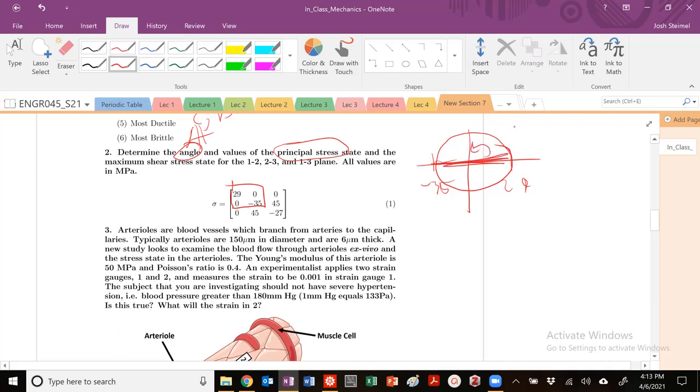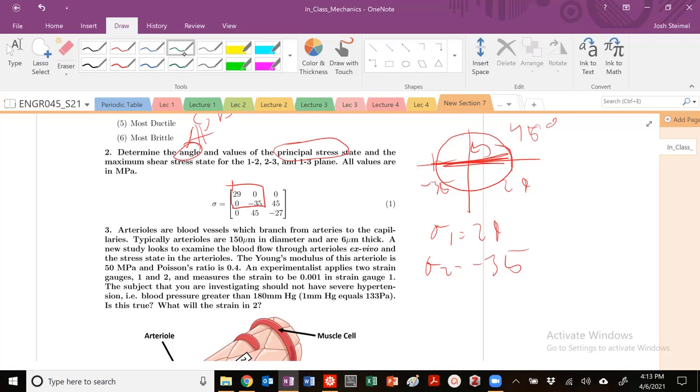To get the maximum shear, that would be 45 degrees theta. And then my sigma 1 would be 29. My sigma 2 would be equal to minus 35. And then I know that my maximum shear value will just be 29 plus 35 divided by 2, essentially the radius of that circle. So again, you can calculate that on your own, or if you have questions, let me know.